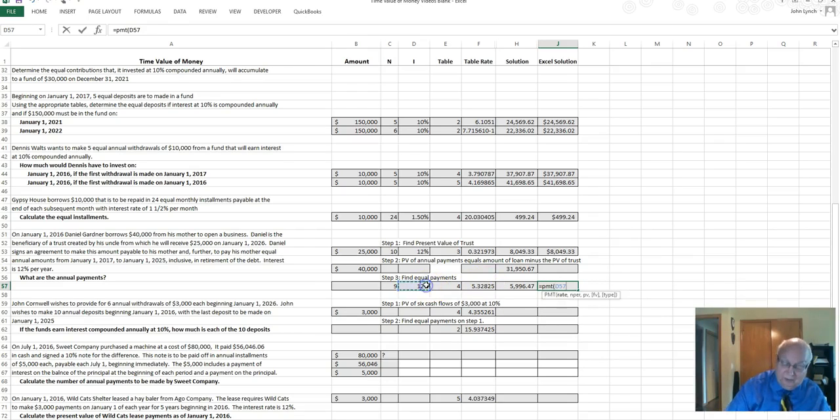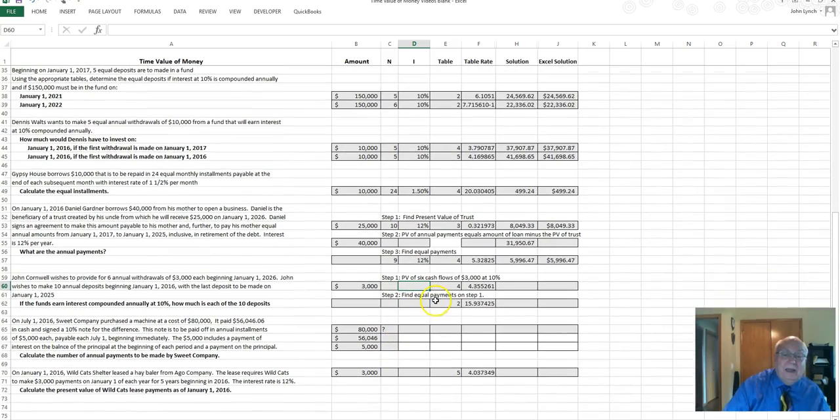If you did Excel version, equal PMT. The rate is 12%. Number of periods is 9. And the present value we just calculated right there. And you come up with the same payments. Okay, so that takes care of that one.